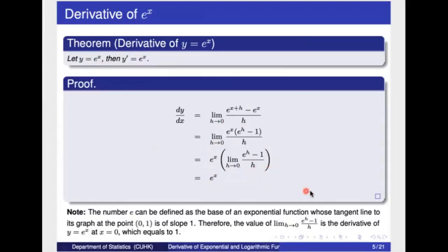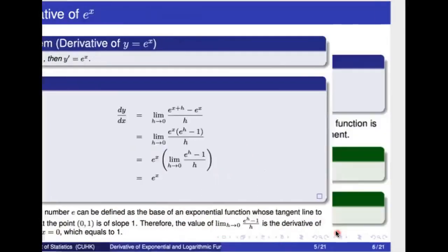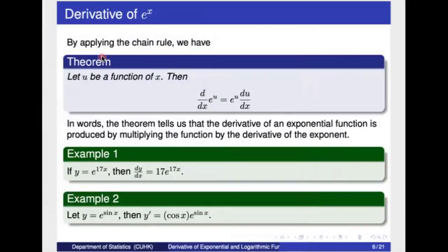It is important to note that the number e can be defined as the base of an exponential function whose tangent line to its graph at the point (0, 1) is of slope 1. Therefore, the value of the limit as h approaches 0 of e to the power of h minus 1 all over h is the derivative of y equals e to the power of x at x equals 0, which equals 1. The result is a beautiful formula that shows the close relationship between e and its derivatives.